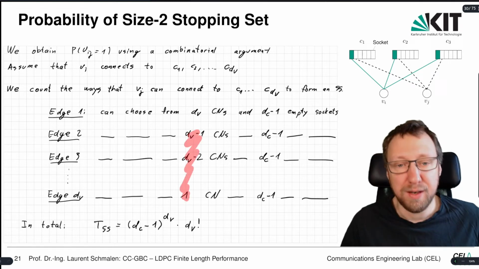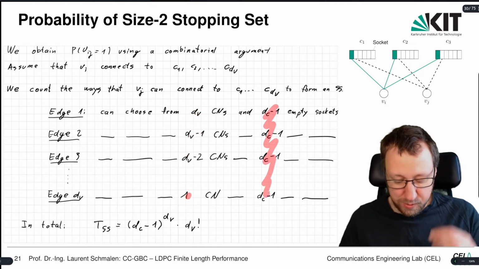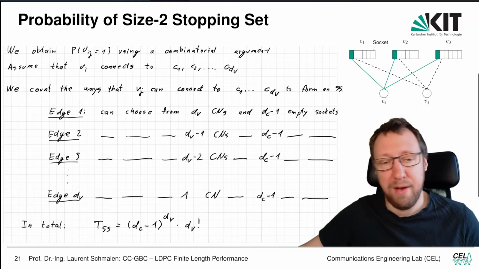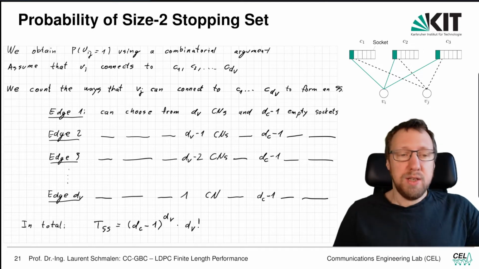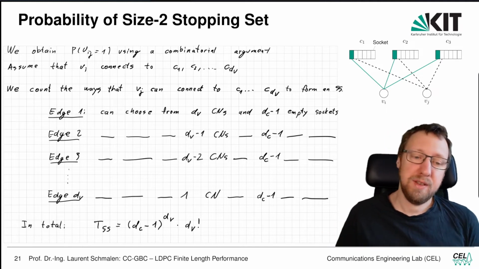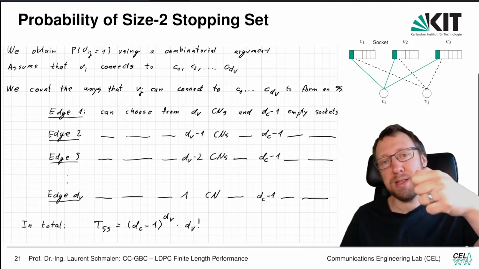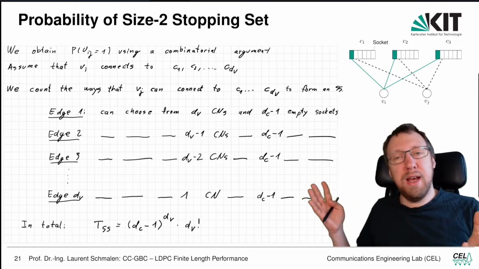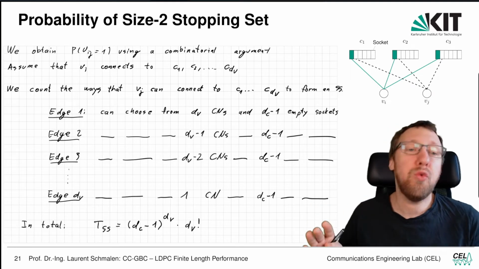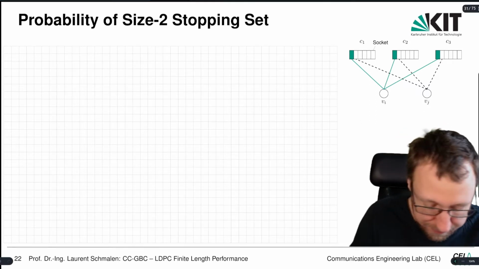So this is DV factorial. This is DV factorial. And this is DC minus one to the power DV. So that's the number of possibilities that we have here. So that was the easy part. Now we need to count all, we do a Laplace experiment. So the probability that we have a stopping set is the number of possibilities that we generate a stopping set, divided by all the possibilities we can connect. So now we count all the possibilities to connect Vj to any check node. So that's what we do next.